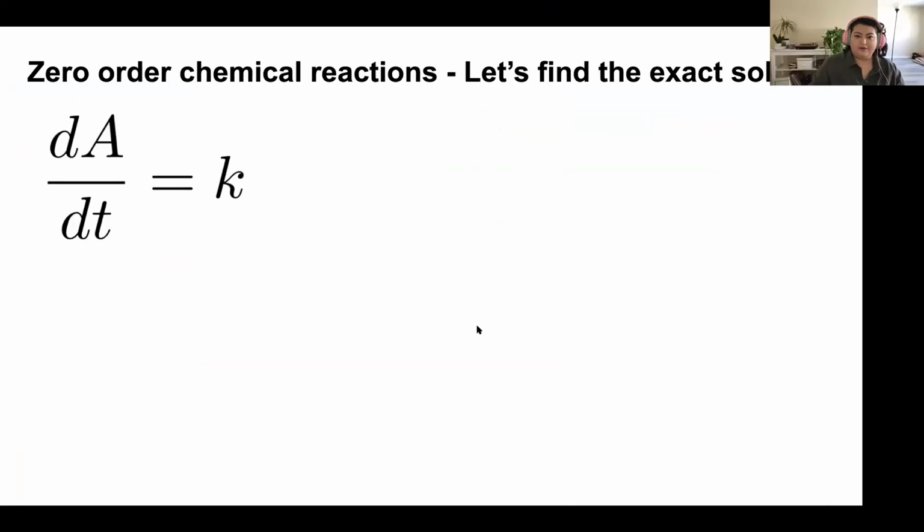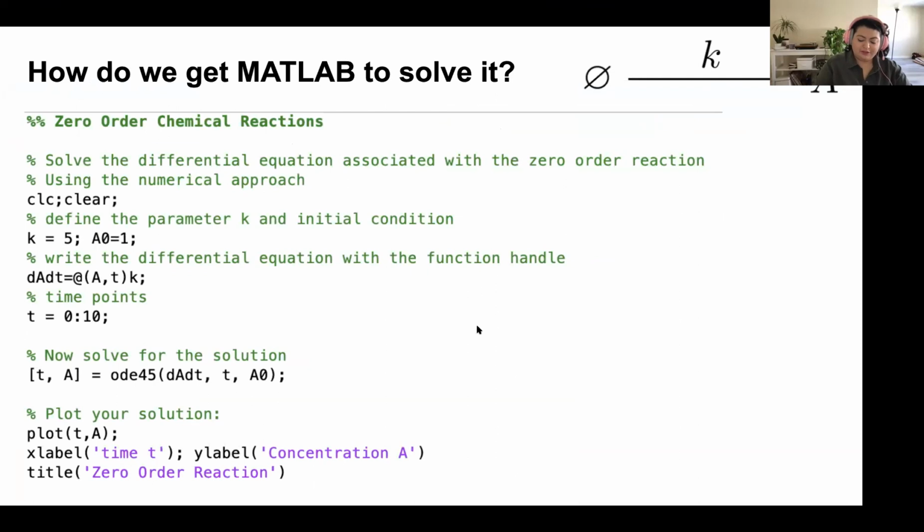Okay, so we just went over that. So how do we get MATLAB to solve it? Well, we can actually get MATLAB to solve the entire differential equation without us having to get the analytical solution every single time. You're going to get tired of doing all of this math by hand. So instead, we can get MATLAB to do it.